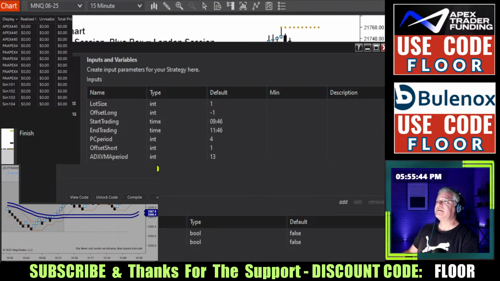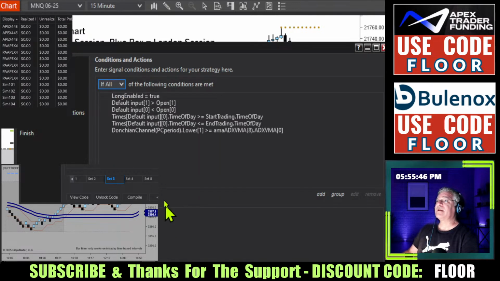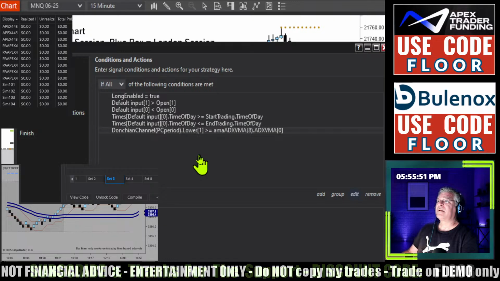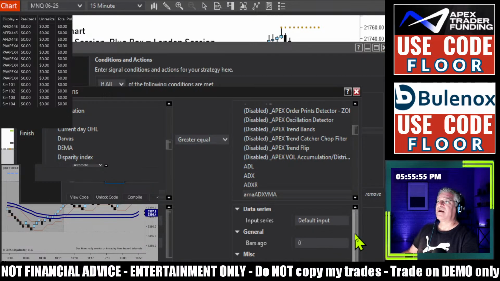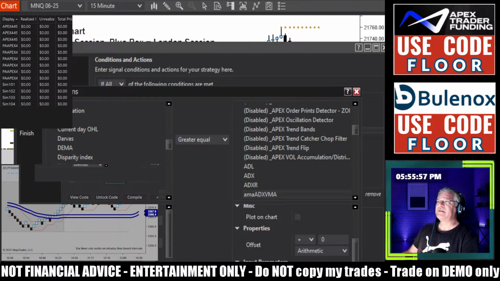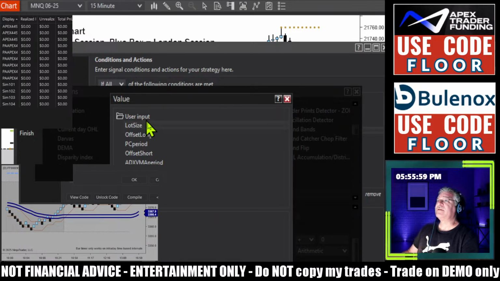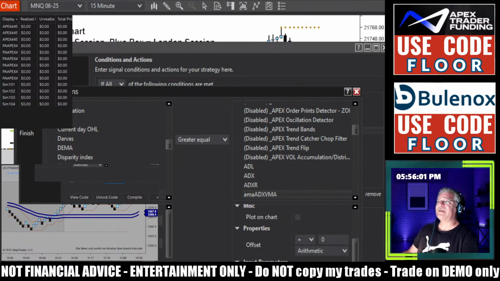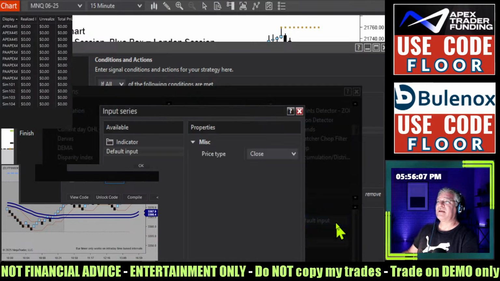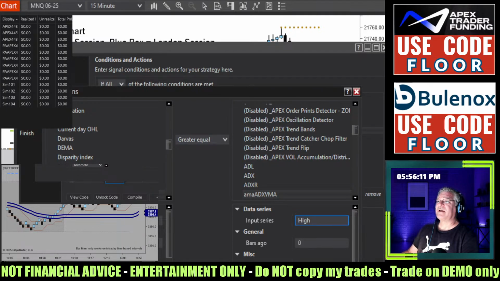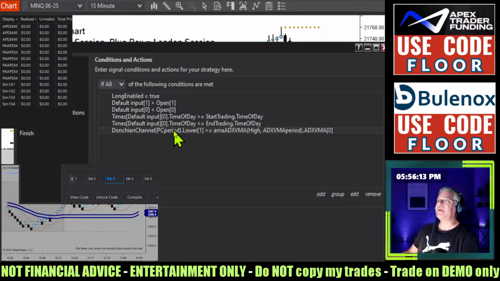Okay, next. Go back to 3. Edit. So we want to change the period to our user input, which we made 13, and the ADXVMA line based on the high. That should be correct. Copy.